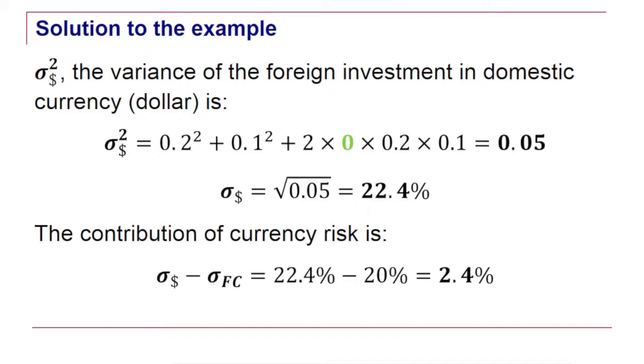If you answered A, you didn't get it right. You thought that you can simply add up the two risks, the 20% and the 10%, and forgot about the correlation. So if you compute the variance of the dollar return, that's the 20% squared plus the 10% squared, and twice the correlation times the standard deviations, but the correlation here is 0. So you end up with the 20% squared plus the 10% squared, and you take the square root of this sum, and you end up with a volatility of simply 22.4%. And the risk contribution then is this 22.4 minus the 20, which means 2.4%. So the right answer is B.